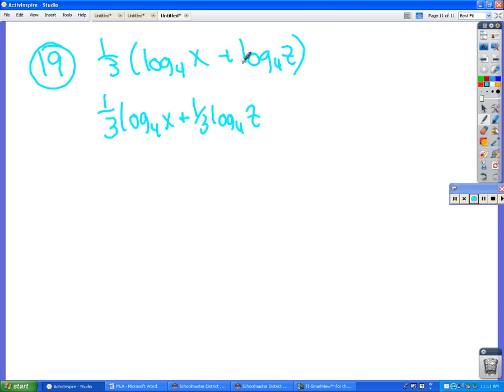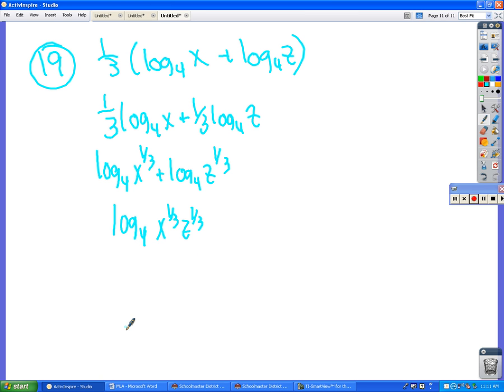And then the 1/3 becomes an exponent for both of them. So log base 4 of x to the 1/3 plus log base 4 of z to the 1/3. Then they combine because they both have the same base, so addition becomes multiplication. So it's log base 4 of x to the 1/3 z to the 1/3, which you could write as the cube root of both of them, or you could put parentheses around both to the 1/3. That's my final answer. Since the 1/3 goes to both the x and the z, both of these variables have to be raised to the 1/3 power.